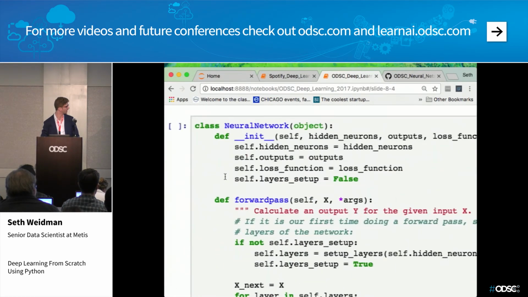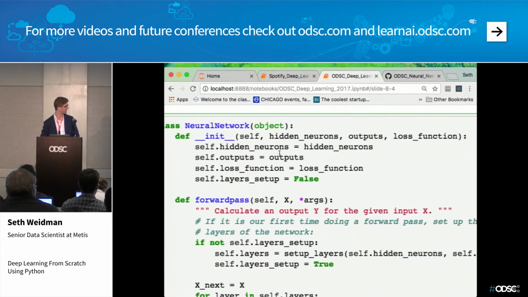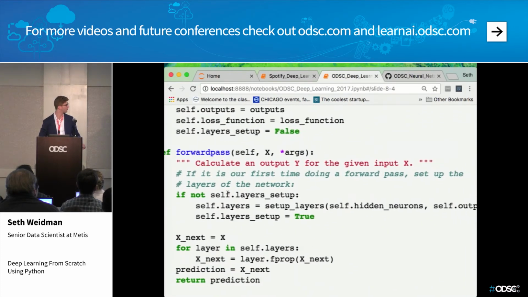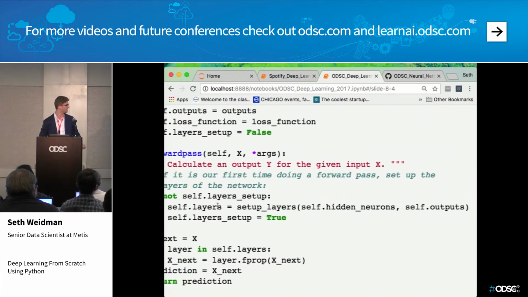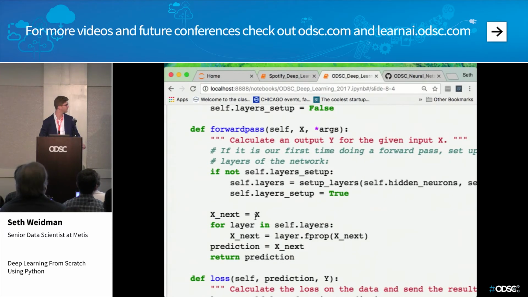All right, so what do we got here? Well, a neural net is going to have a certain number of hidden neurons in each layer. It's going to have outputs here. It's going to have a loss function. And when we initialize it, it is not going to have its layers set up. The forward pass through a neural net, well, if we haven't set up the layers yet, we first need to set up all the layers, and then we'll set that equal to true.